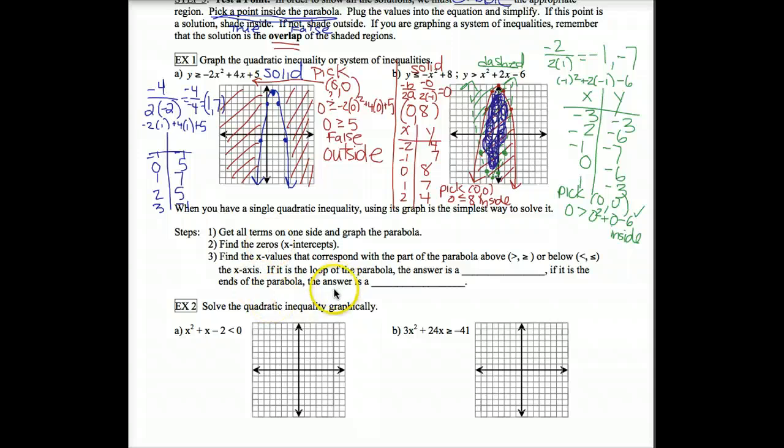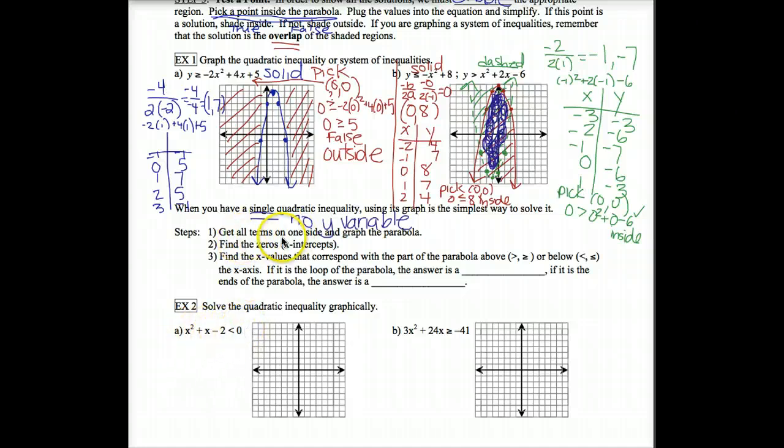And there is an algebraic way to solve this, but it's pretty complicated. Graphically is much, much less work. So here are our steps. And again, this is a single, meaning that there is no y variable in the problem. So we've got x squared plus x minus 2 less than 0.